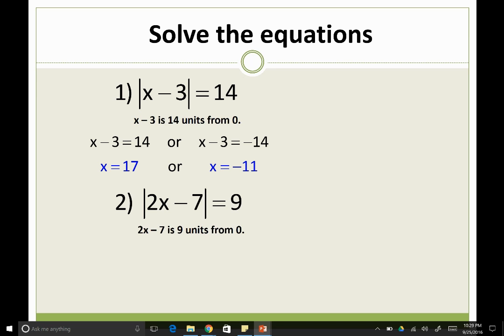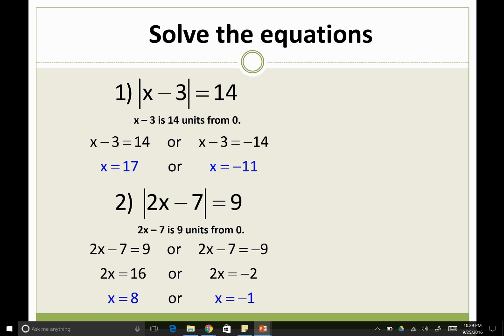Same deal down below. 2x minus 7 is 9 units from 0. All right, so again, 2x minus 7 can be equal to positive 9, or 2x minus 7 can be equal to negative 9. Then I solve both of those two-step equations and get my solutions.